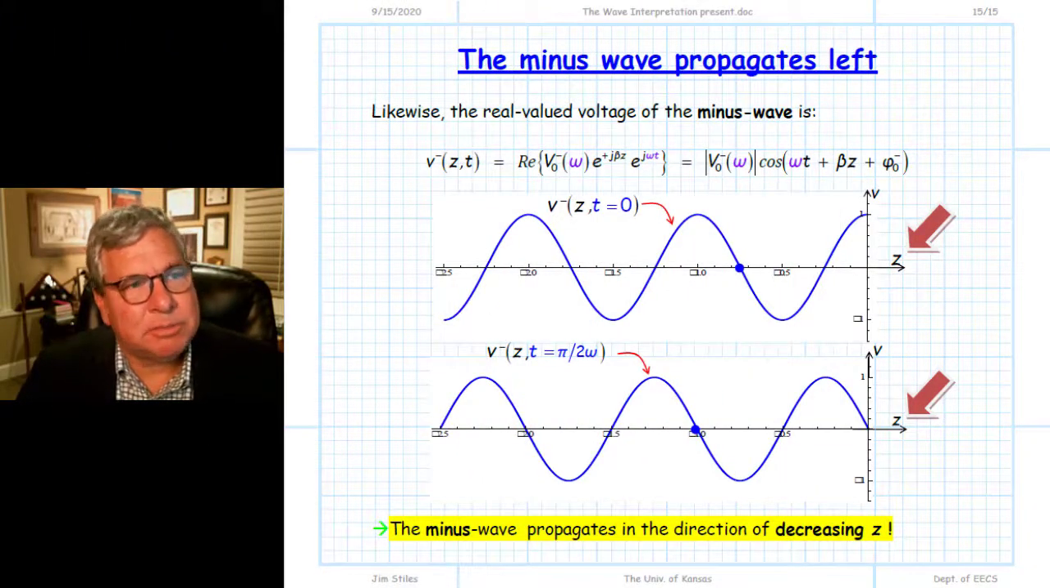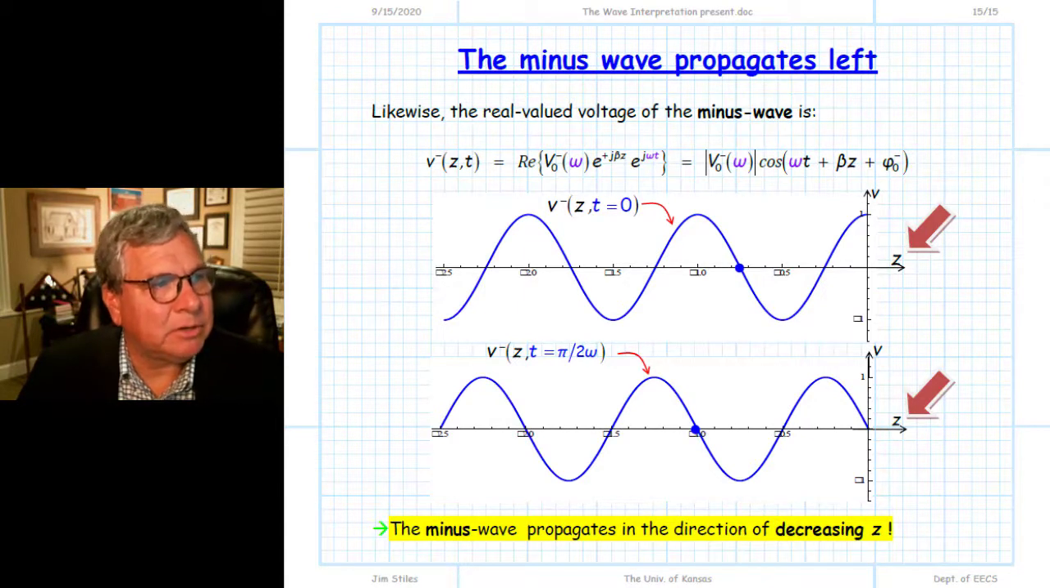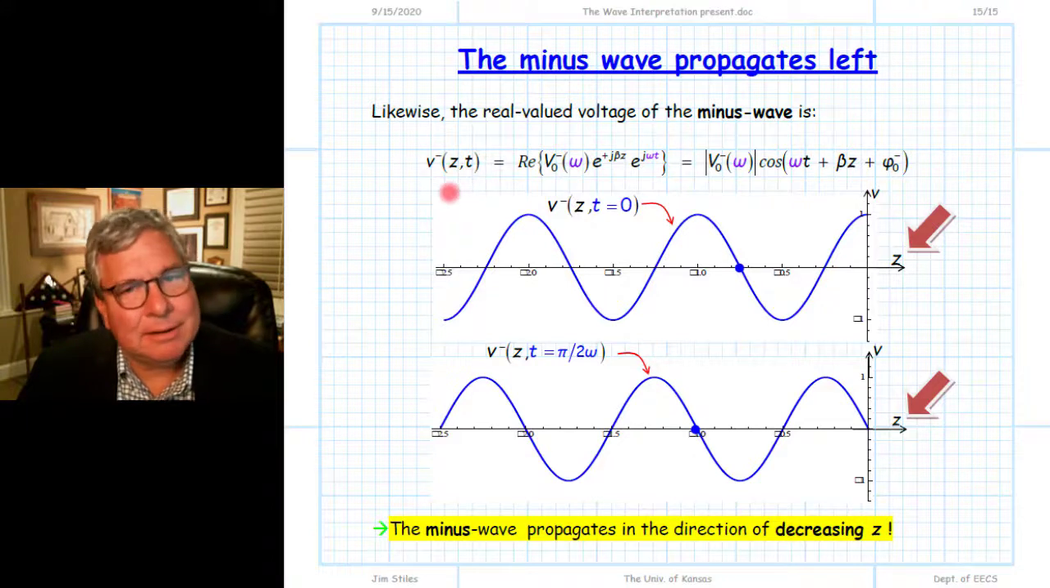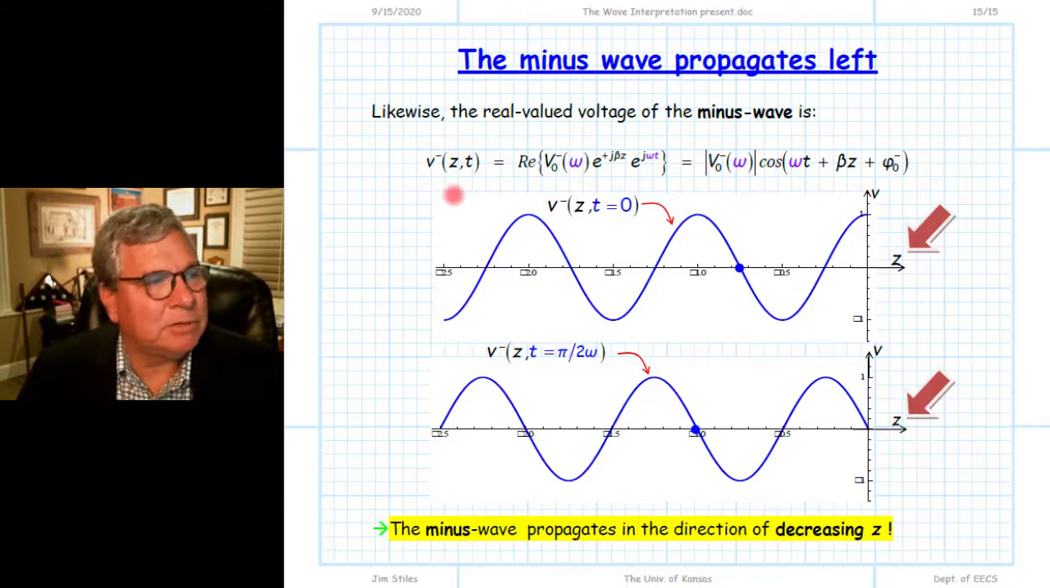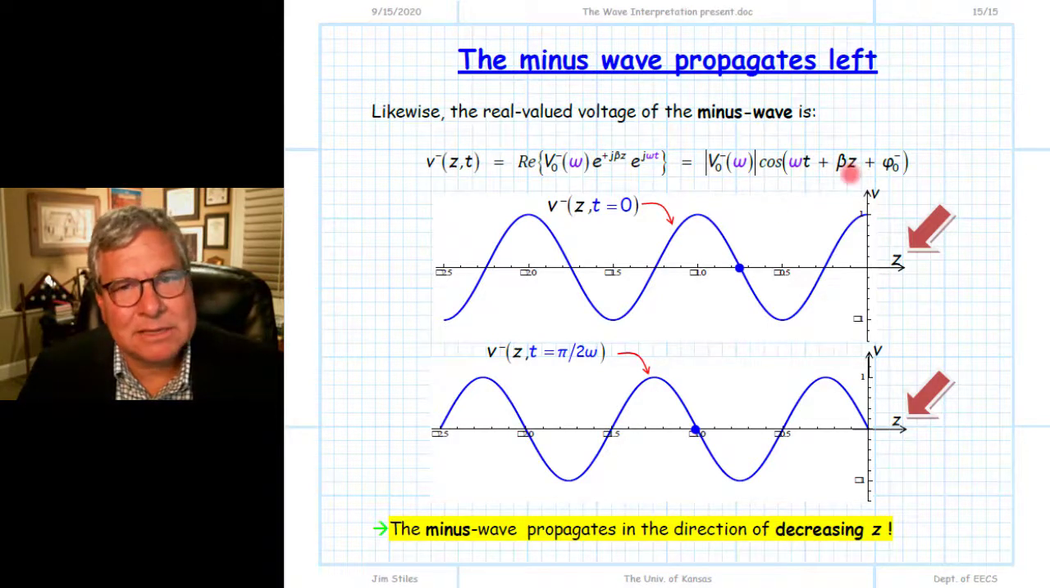So we can do a similar procedure with our minus wave voltage. We can extract the real valued voltage for the minus wave voltage as a function of position and time. Again, multiply by e to the j omega t and take the real part, and we get this sinusoidal function, again with one term with omega t and the other with beta z. In this case, the only difference really is the sign here. We get plus beta z.